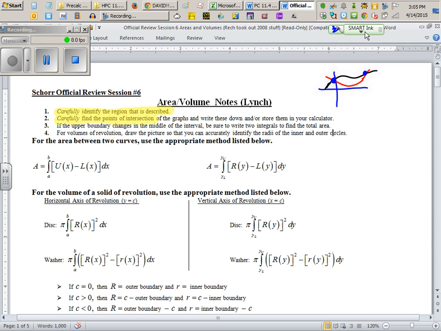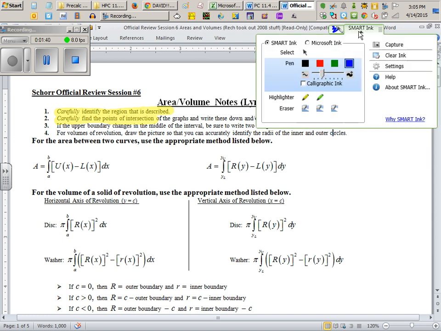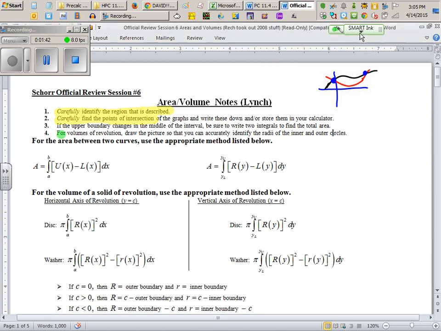Okay, and then for volumes of revolution, I think it's really important that you draw a really good washer. That's what step 4 is saying. Drawing a sample washer is what this is talking about. Make sure you always draw a sample washer. Don't make it the biggest possible washer, and don't make it the smallest possible washer. Pick something intermediate.